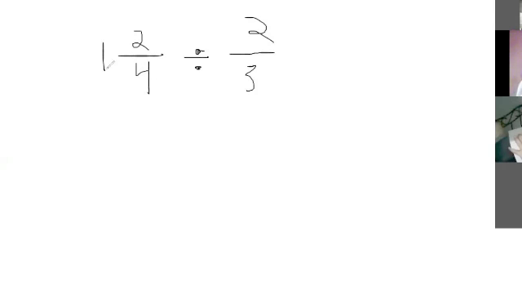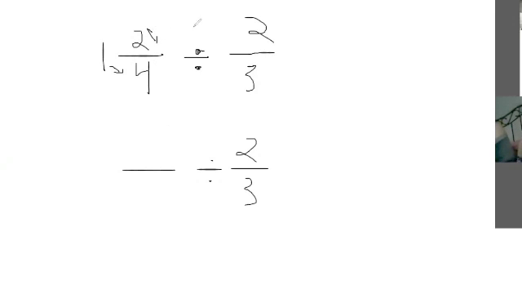So first what you have to do is let's change this into a regular fraction. So 1 times 4, that's what you do first. So 1 times 4 is 4, and then plus the top number, plus that top one. So 1 times 4 is 4, plus 2 is 6. 6. And then you keep that bottom number, you keep it the same. So it's still going to be a 4.